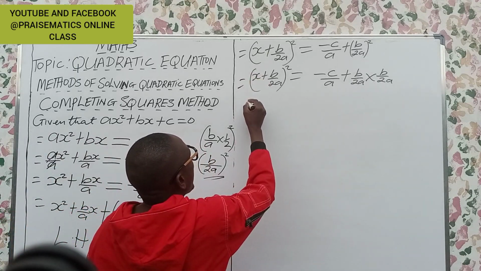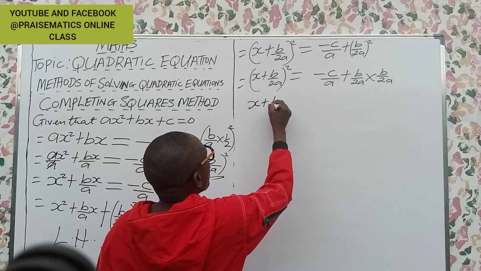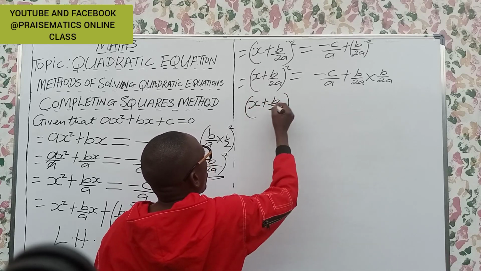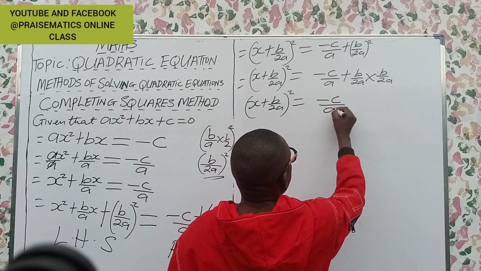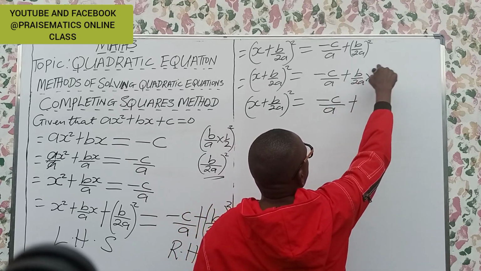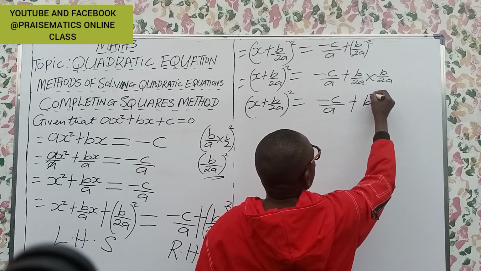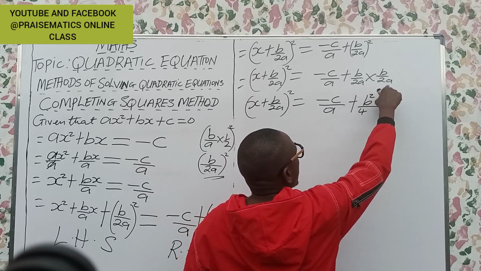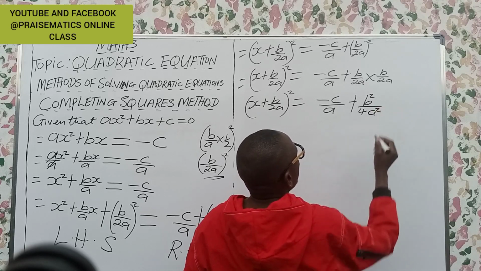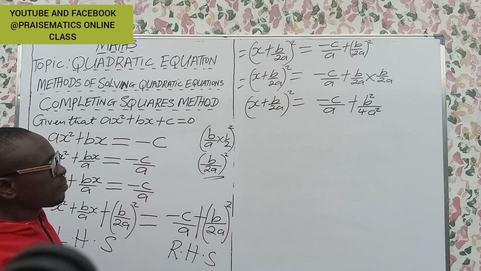Finally, what do we have? x plus b over 2a all square is equal to minus c over a plus b times b, we have it as b square, over 2 times 2, we have it as 4. a times a, we have it as what? a square. So that is step 5.